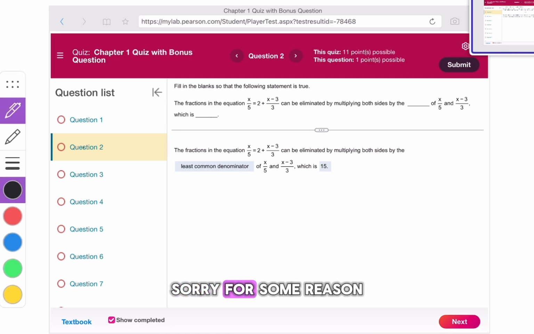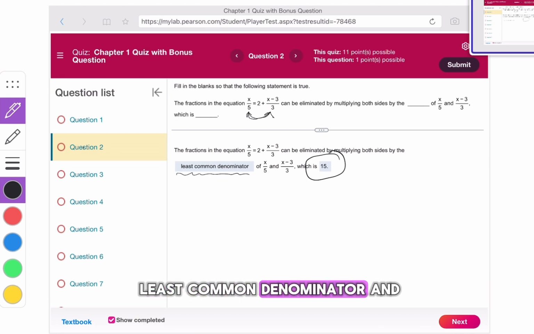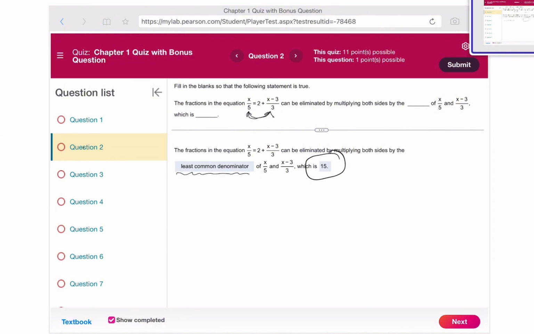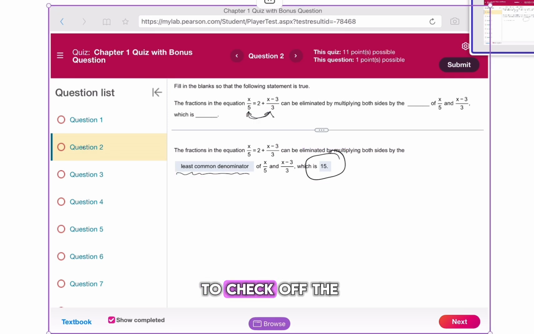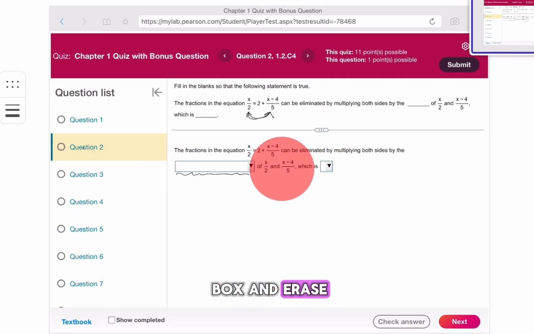Sorry, for some reason it didn't write. Right there. They both have a common multiple of 15. Okay, so it is the least common denominator, and it's 15. Pretty straightforward. This time I'm going to check off the box and erase.